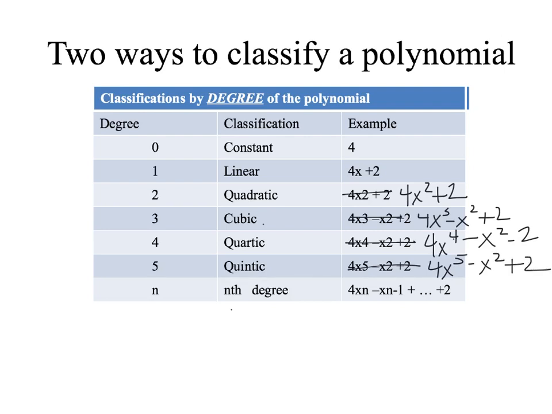And then an nth degree polynomial is really when we don't know what the highest exponent is. So this is 4x to the n, x to the n minus 1, and then we sort of write it like that because we don't know how many terms there are or how long that extends. So this is just sort of a filler when we don't know how big the polynomial really is.